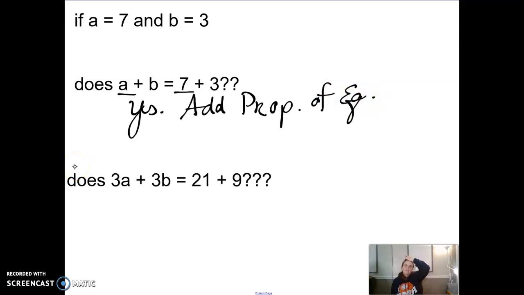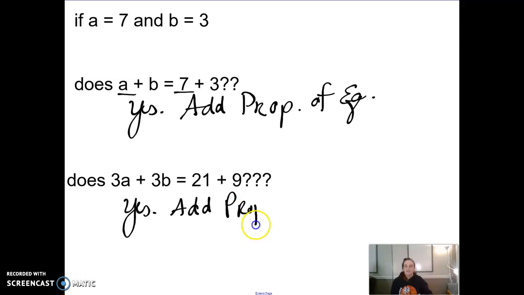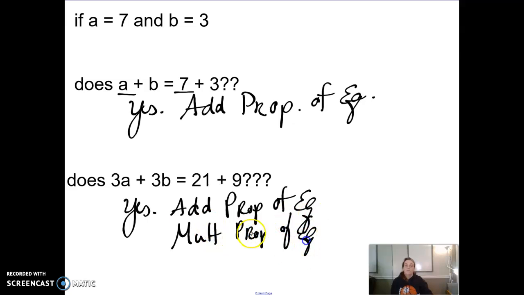And then the last one, what if I had 3A plus 3B? Does that equal 21 plus 9? And it is still true. It's just now I'm not using just the addition property of equality, and I'll let you think about this. If you have more questions, you can always ask. This one is not just the addition property of equality, where I'm adding something to both sides, but it's also the multiplication property of equality. I have to use both of these to get this final expression.